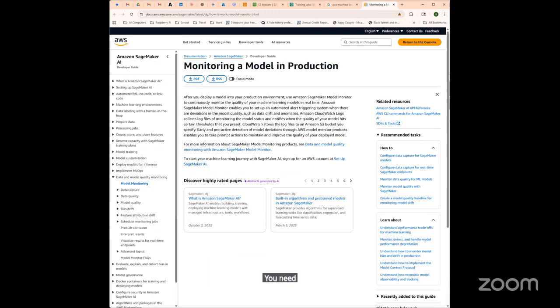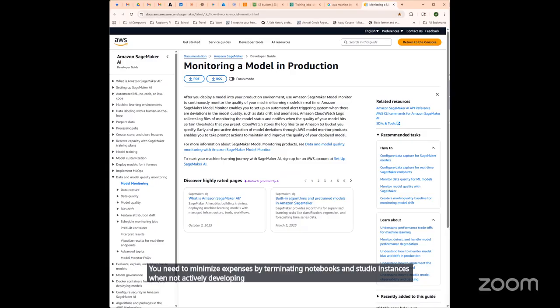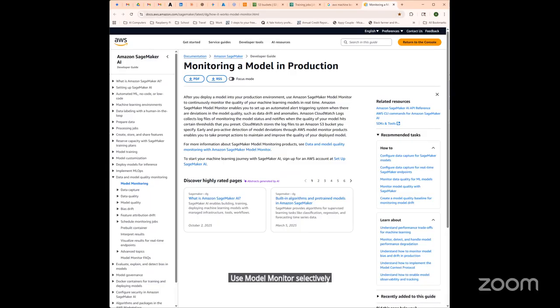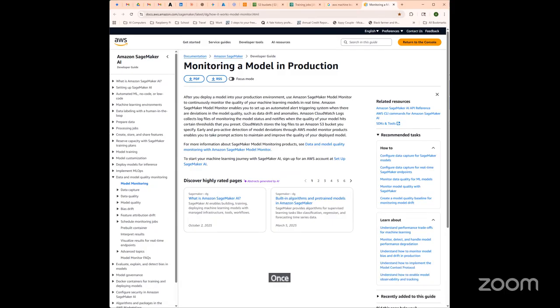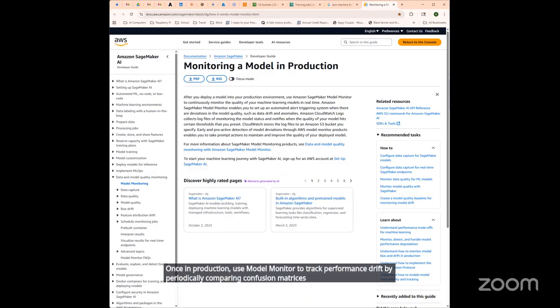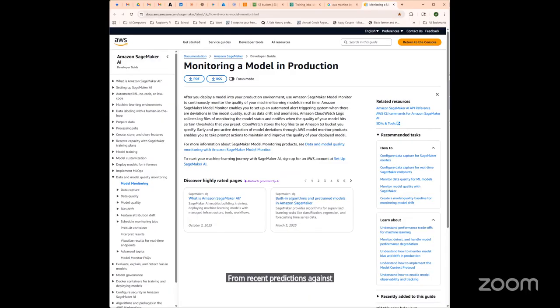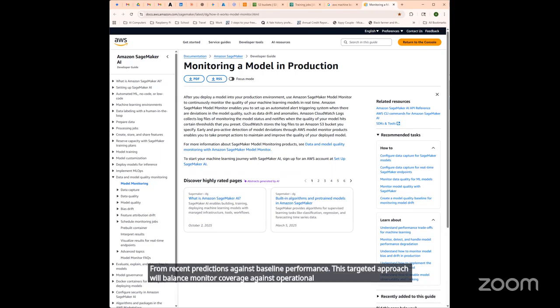You need to minimize expenses by terminating notebooks and studio instances when not actively developing. Use Model Monitor selectively on critical production models rather than all experiments. So, to be cost aware, generate confusion matrices during model development in Studio notebooks to understand performance characteristics before deployment. Once in production, use Model Monitor to track performance drift by periodically comparing confusion matrices from recent predictions against baseline performance. This targeted approach will balance monitor coverage against operational costs.